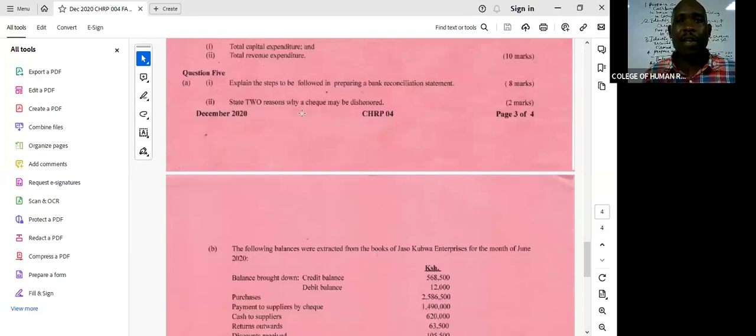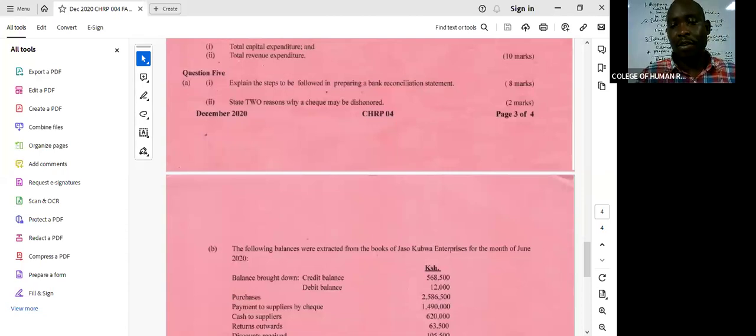Number 2, if the check is stale. If it was written more than 6 months ago, the check, once it has been written, is supposed to be presented to the bank within 6 months. If you present it after a period of 6 months, it will be dishonored. The other thing is that if the check is not legible, the bank accountant may ask themselves, is this 6 or 8? That check will be dishonored.